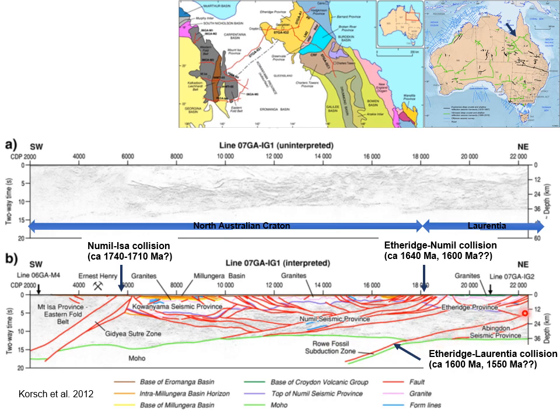There's also a thing called the Roe fossil subduction zone, which actually is recorded below the Moho, and that records a separate and younger collisional event. The Etheridge Province is through here, and the Mount Isa Province is here.